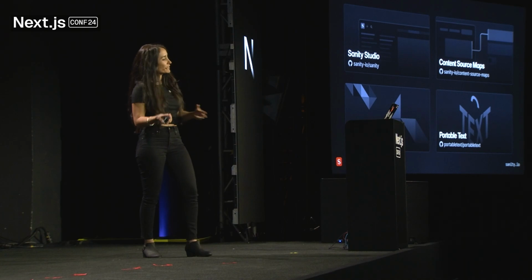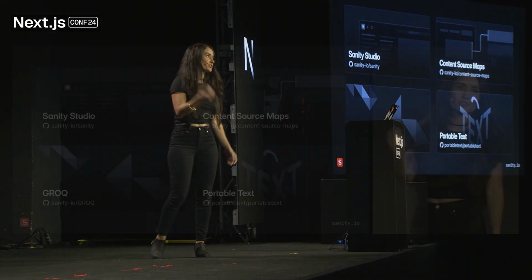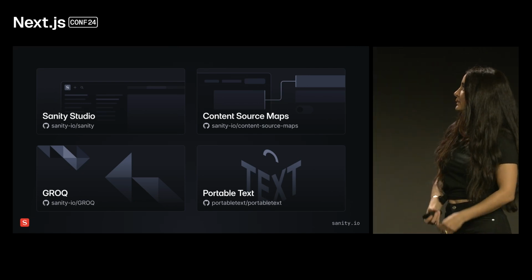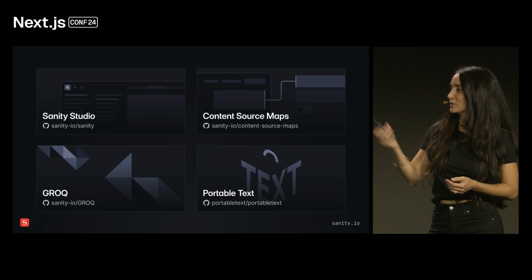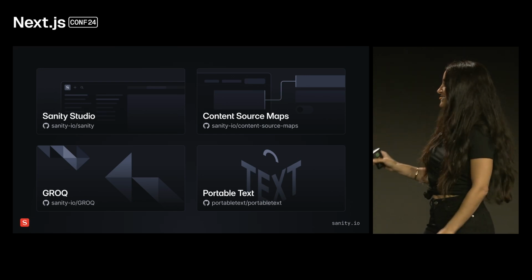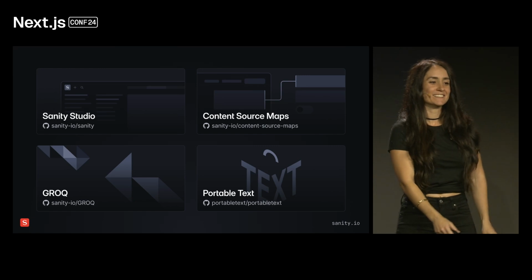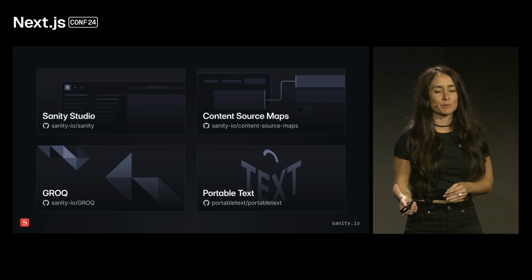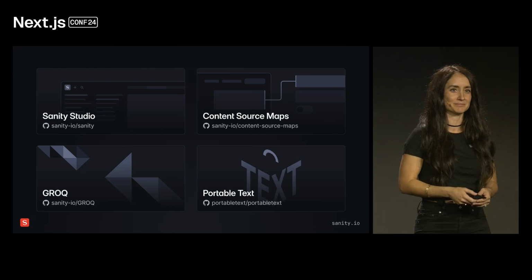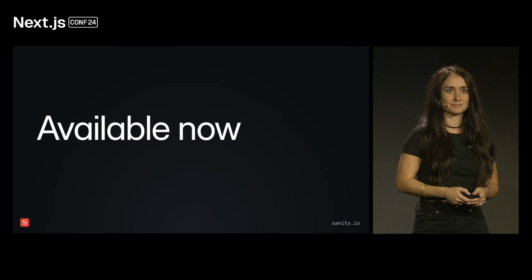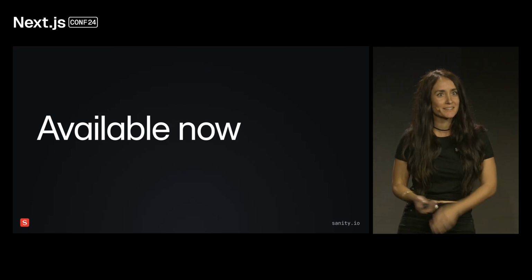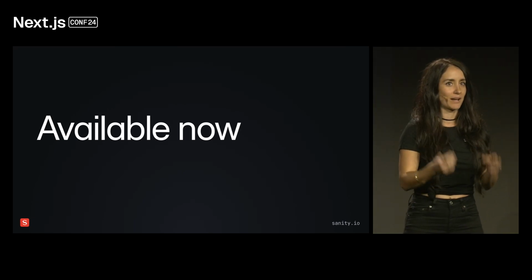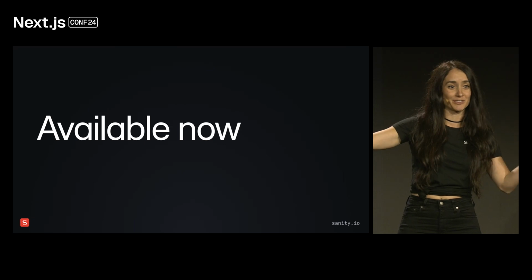Sanity is obsessed with giving developers the tools to create great content experiences. Sanity Studio, content source maps, GROQ, my favorite query language, and Portable Text. These are just four examples of open source software and open standards we publish and maintain for the content ecosystem. And everything we showed today is available to everyone. We really want you to build live by default apps from today until forever.